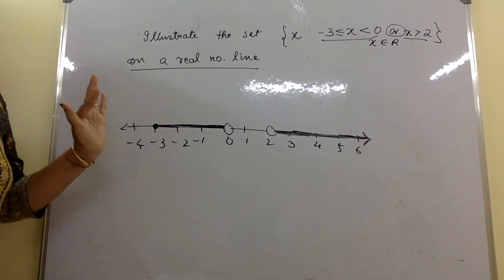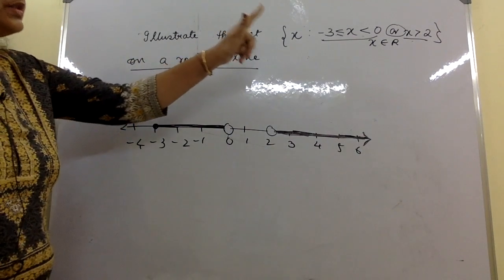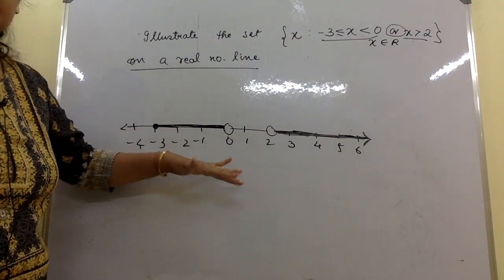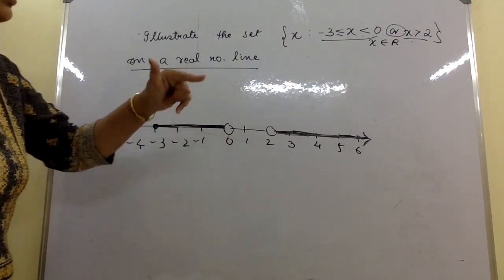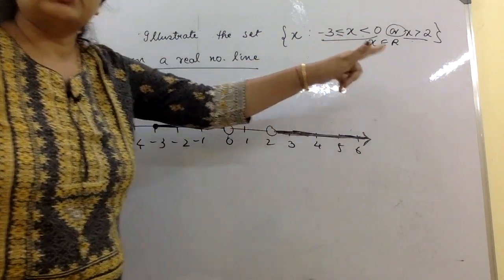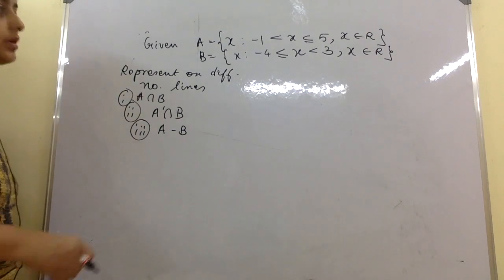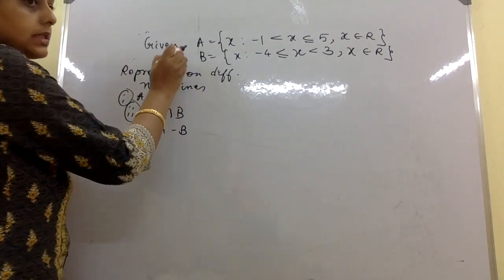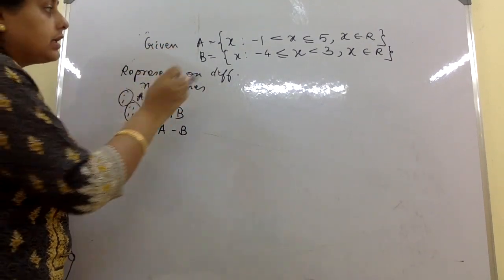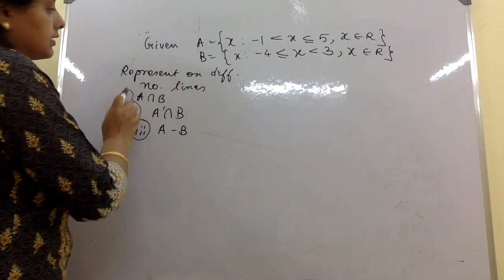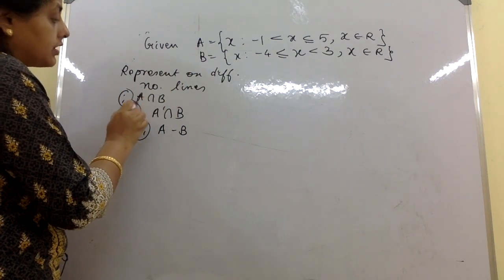So this is how we draw this inequation on a real number line. As long as they have told you x belongs to real numbers, that also should tell you that it is a real number line. Now here in this question, A is given in set builder form and we have to put it on a number line. So this is A, and here we represent on different number lines.